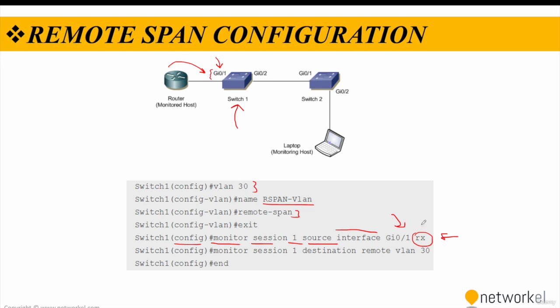So if you do not specify a traffic direction, the source interface monitors both send and receive traffic. Okay, here I am using the RX, which means it monitors the received traffic. Okay, it will monitor the received traffic in this direction only. Alright, and then in the last step I'm going ahead and defining my destination remote VLAN as the VLAN that I created in my first step.